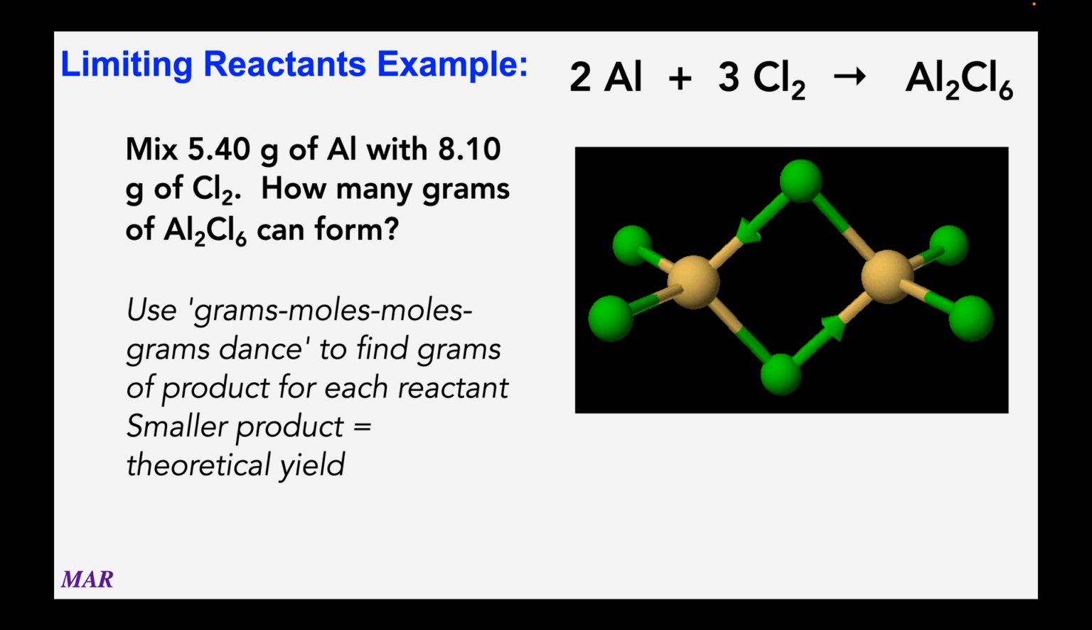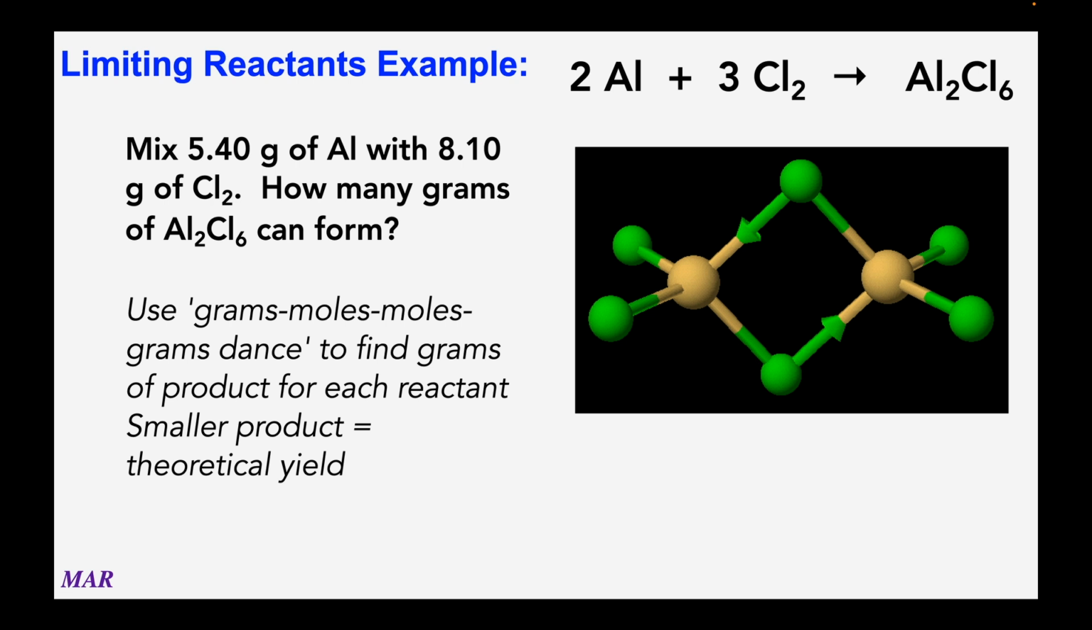Well, let's say that we mix 5.40 grams of aluminum with 8.10 grams of chlorine. How many grams of Al2Cl6 can you form? And the very best way to do this: grams to moles to moles to grams. We're going to start with aluminum.